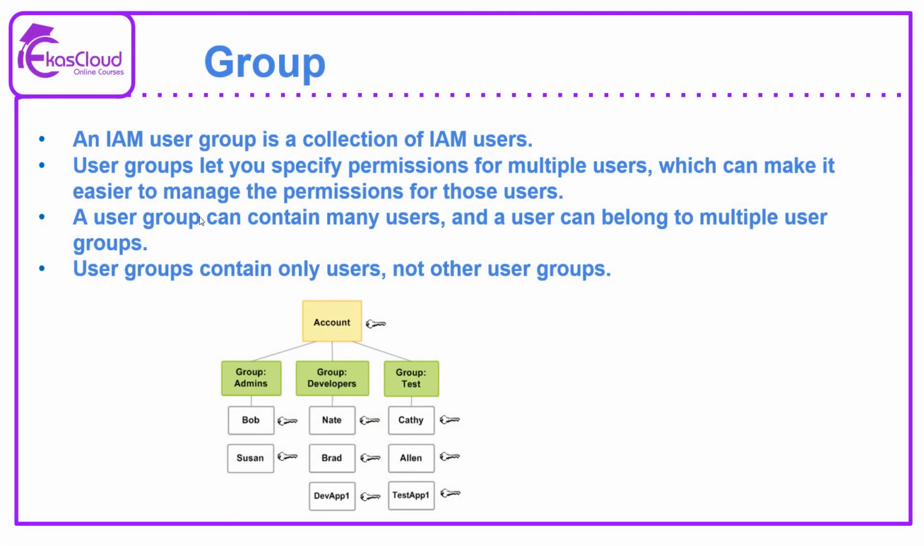And when we come to talk about IAM groups, an IAM user group is a collection of IAM users. The user groups let you specify the permission for multiple users. So rather than creating permission for each of your users, if you have user groups in place, then you can specify permission to that user group, and it makes it easier for you to manage the permissions for those users. A user group can contain many users, and a user can belong to multiple groups at the same time. Sometimes you can see Bob also being part of a test group, so that would be possible. The user group contains users only, so you wouldn't have a subgroup under a user group. It's only made up of users.